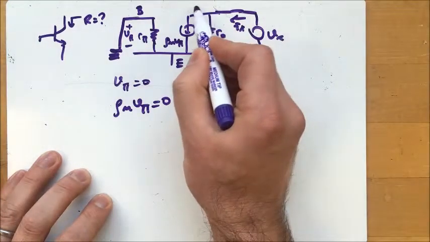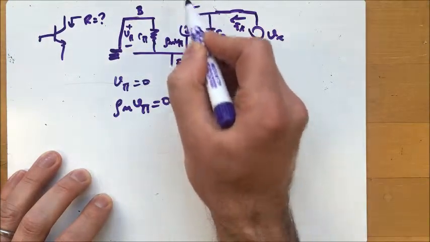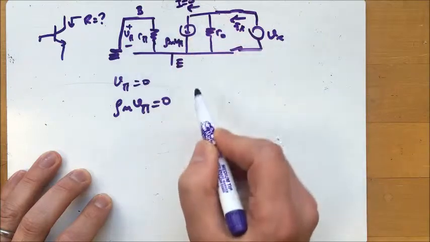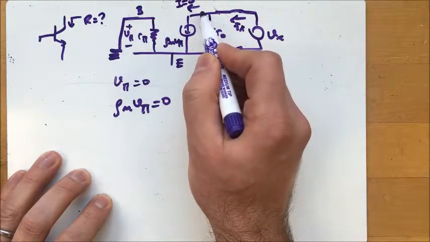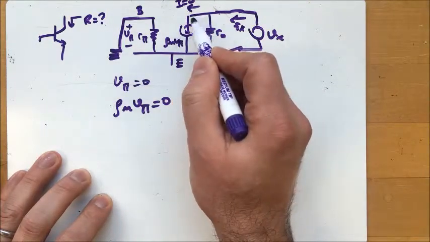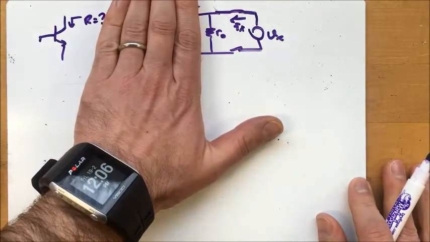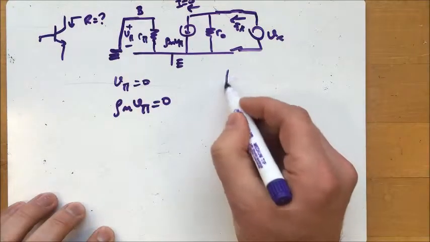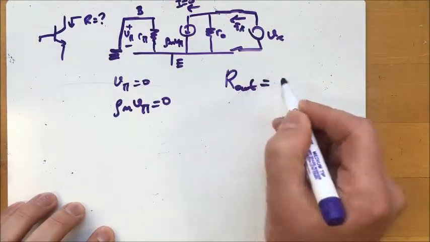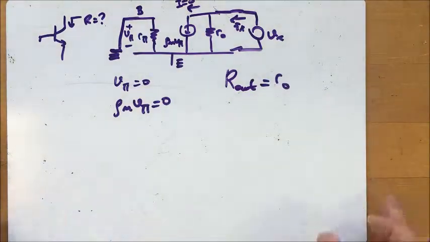That makes GM V pi 0. That means there is no current going in this direction. That doesn't mean that it's short. It's just there's no current. It's actually open. So the circuit turns out to be just like this. So your output resistance in this case is your little RO.